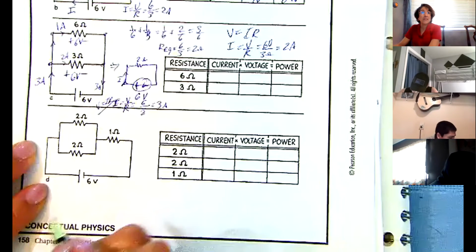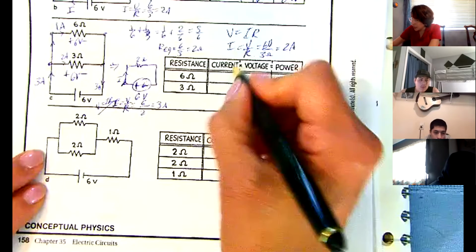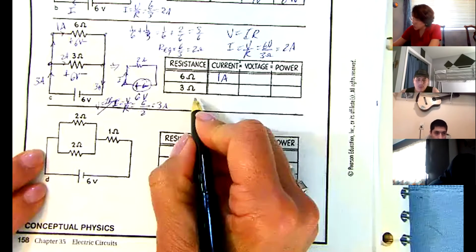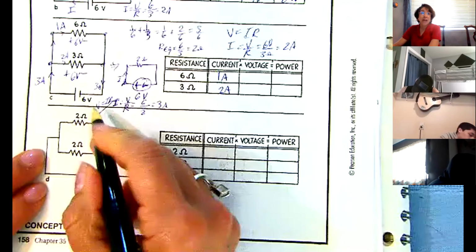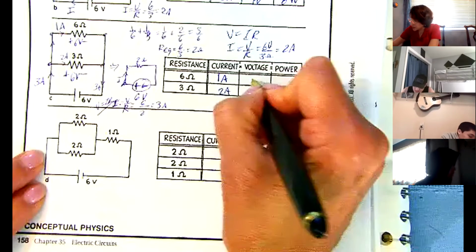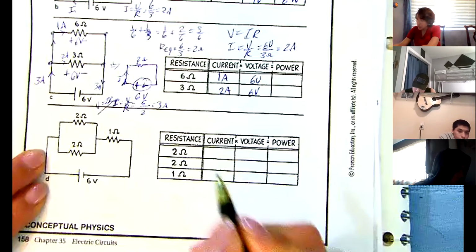1 amp. Okay, so there's 6 ohm, I have 1 amp. 3 ohm, you figure 2 amps. The voltage has to be the same when they're parallel. 6 volts, 6 volts. So now tell me the power.